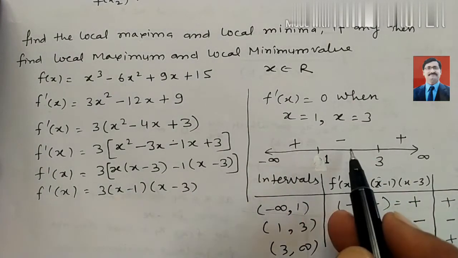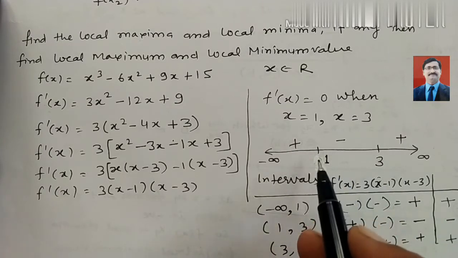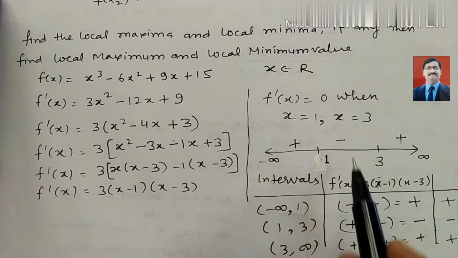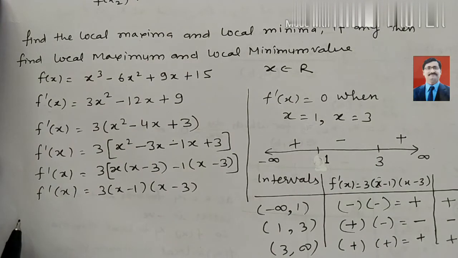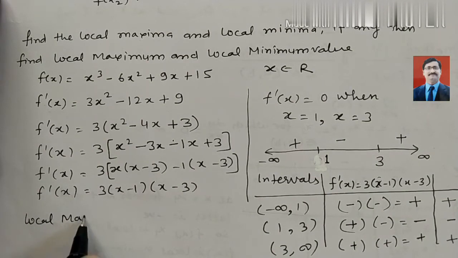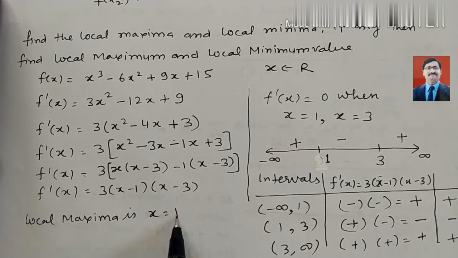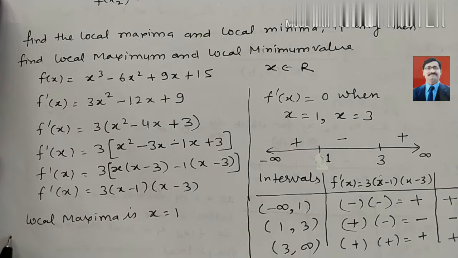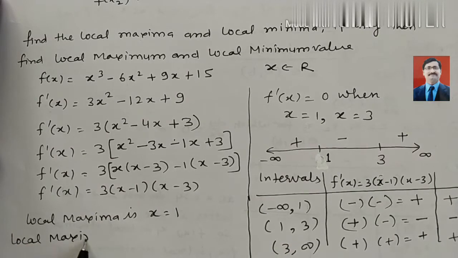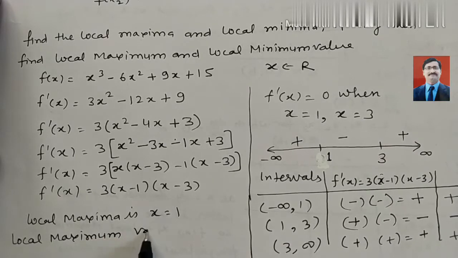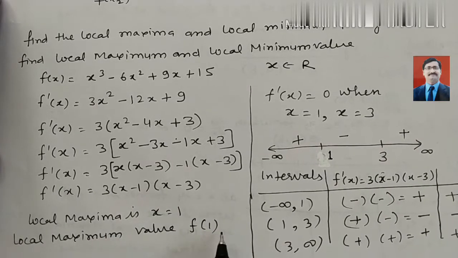Look here, positive to negative means at x equal to 1 it is first increasing, then decreasing, which means it is a maxima. So we can write that the local maxima is at x equal to 1. And we have to find the local maximum value. This will be f of 1, and how can we find f of 1?